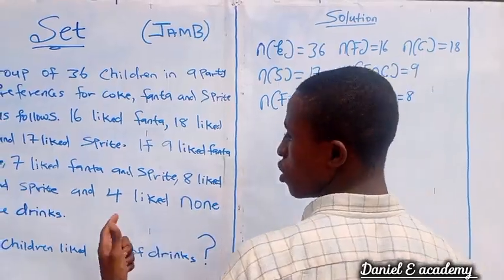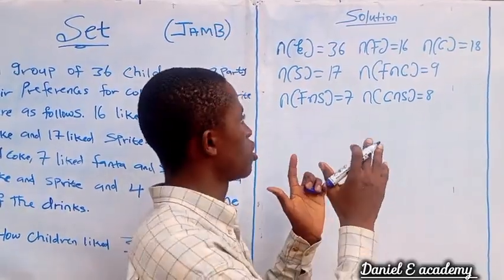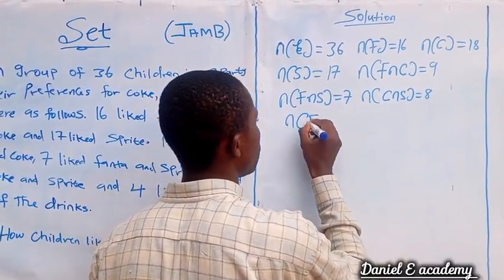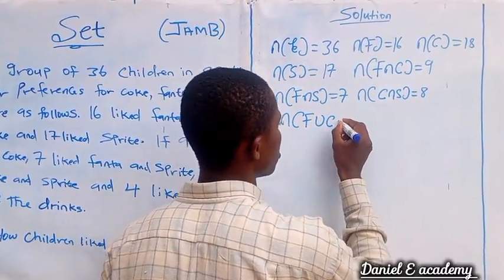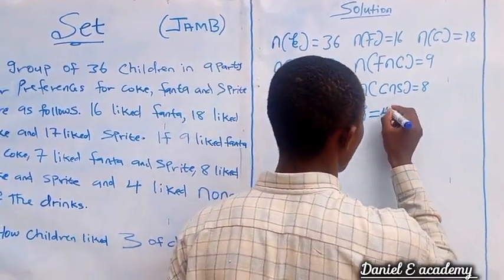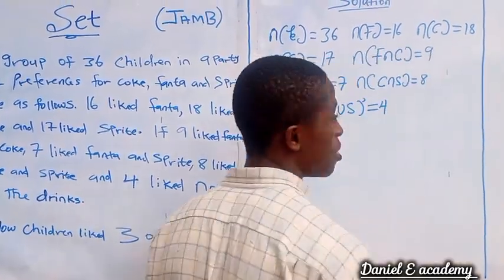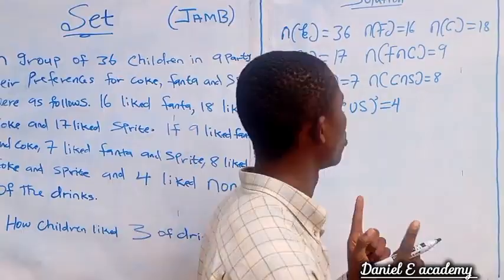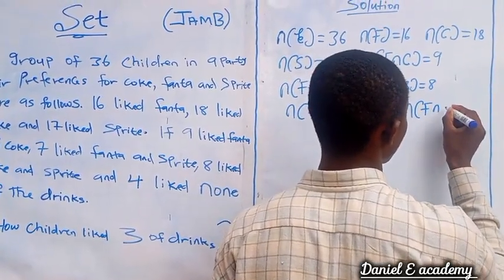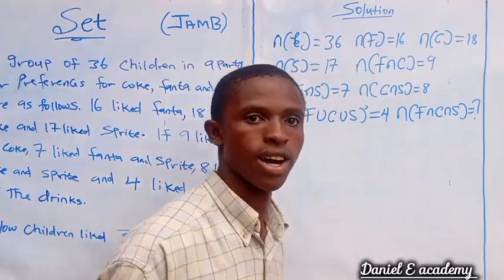Then 4 like none of the drinks. That means 4 like none of them, which is the complement of the union of everything, which is the number of (F union C union S)' equal 4. So we are asked to find how many children like 3 of the drinks. That means the intersection of the 3 drinks, so the number of F intersection C intersection S. That is what we're asked to find.